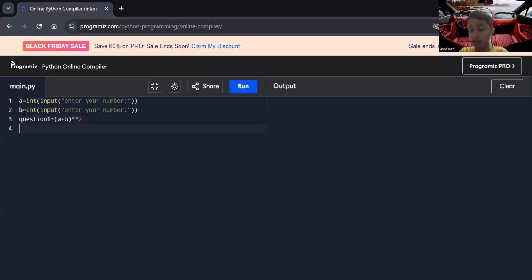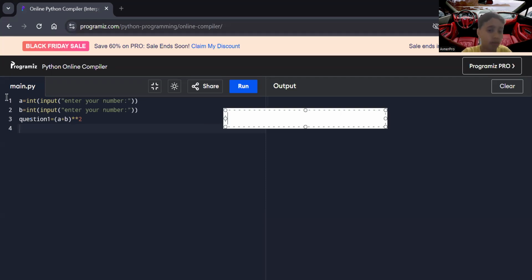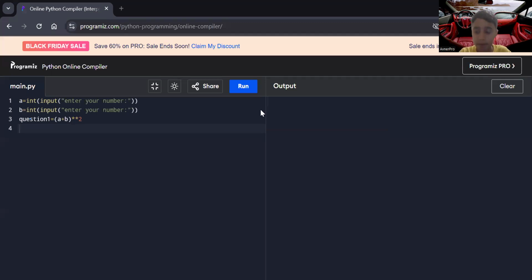Let's make this easier for you. Let's say A is going to be 5, and B is going to be 10, right?